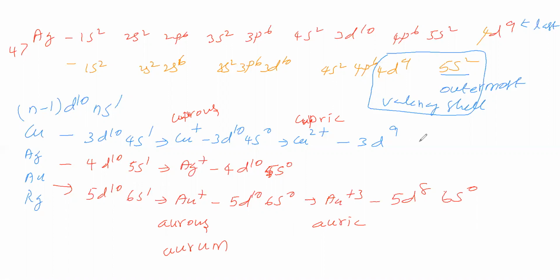Copper's Latin name is cuprum. From cuprum we are saying cuprous and cupric. Now, these are the general oxidation states these elements can show. Next we will see transition elements. Another definition we will see.